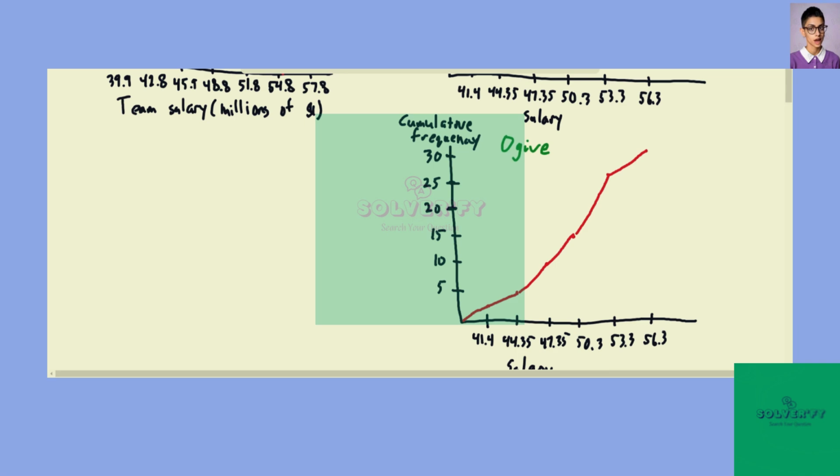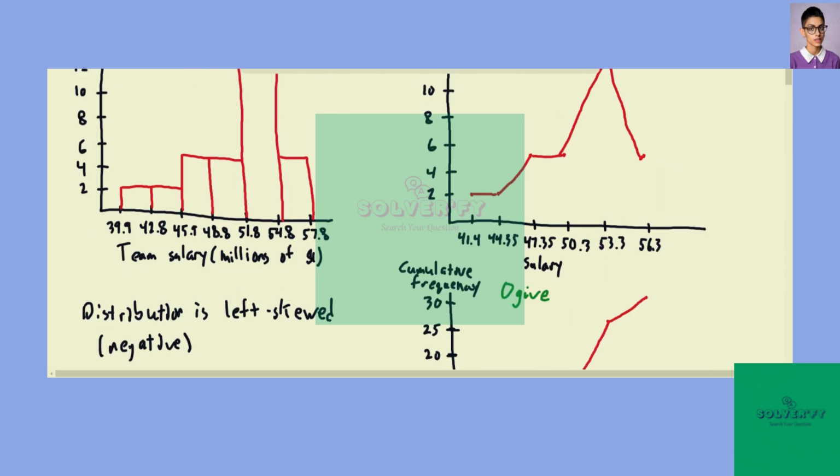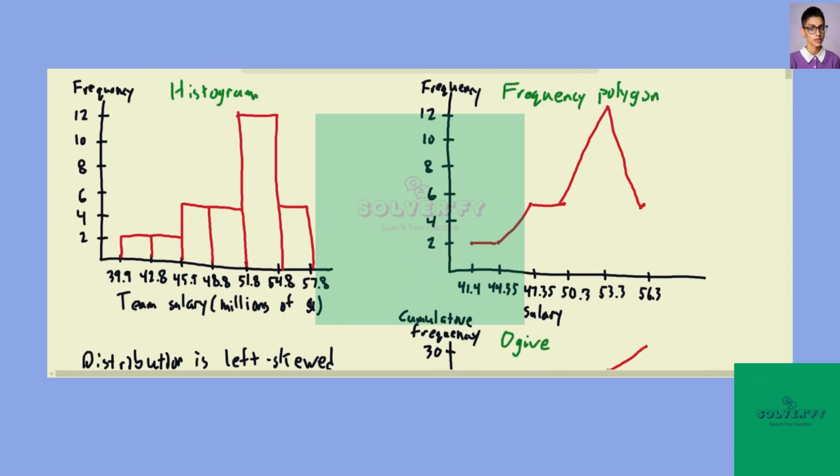And we're also asked to comment on the distribution. We can say that the distribution is left skewed, and we might also say that it is negative skewed. What that means is if we look at the histogram or frequency polygon, it has kind of a tail to the left, right? And so it's not symmetric.